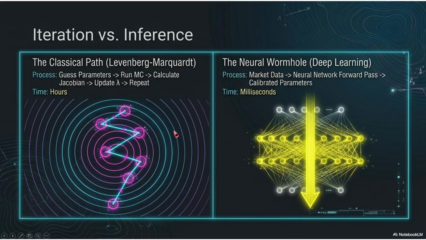So, comparing the two approaches highlights the dramatic shift. The classical path is a slow, recursive loop of guessing parameters, running Monte Carlo, calculating the Jacobian, updating the lambda, and repeating. So the process can take hours. The neural network approach acts as a wormhole. We pass market data through a forward pass and get calibrated parameters in milliseconds.